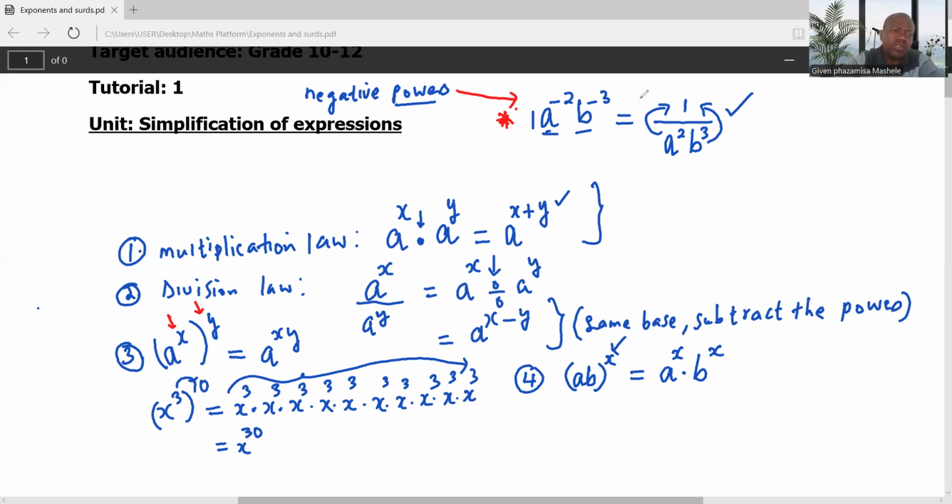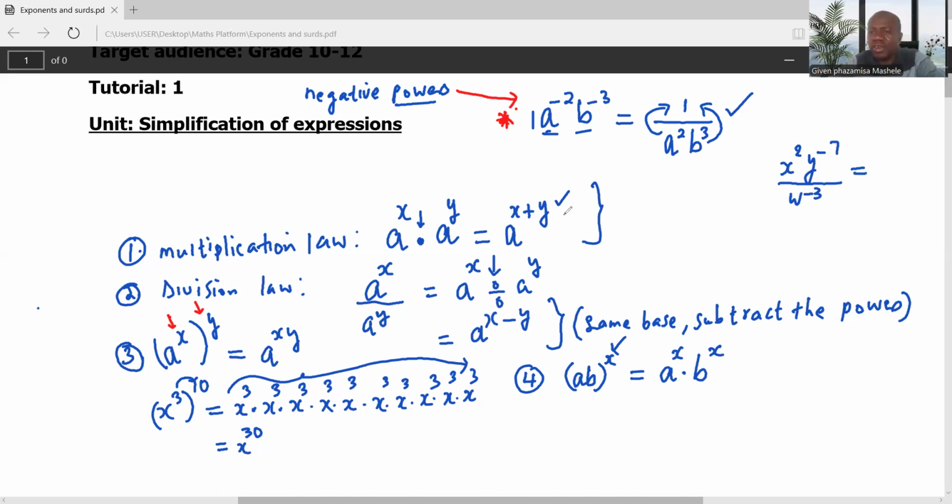Now, how about if we had this? Let's say we have x squared, y raised to the power -7 divided by, let's say, w to the power of -3. And we want to simplify this to remain with positive exponents.